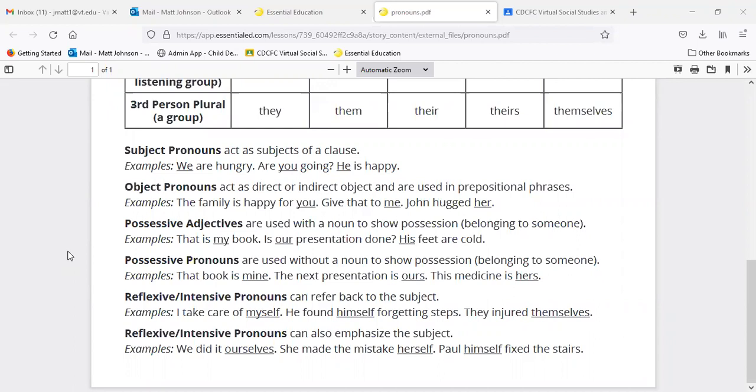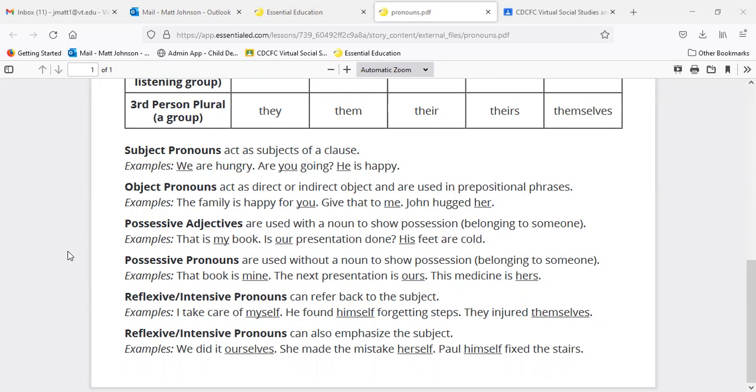And then reflexive intensive pronouns can also emphasize the subject. So we did it ourselves. She made the mistake herself. Paul himself fixed the stairs. And again, it's just used for emphasis. You don't have to use the reflexive intensive pronouns in that way.